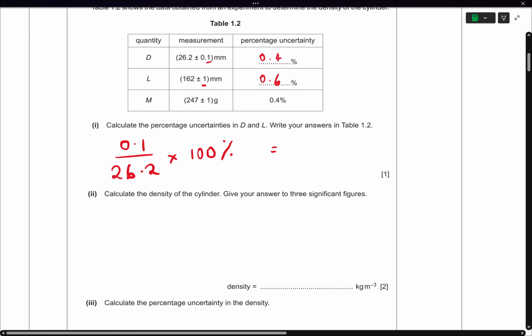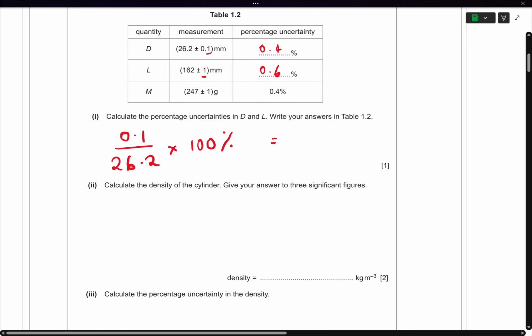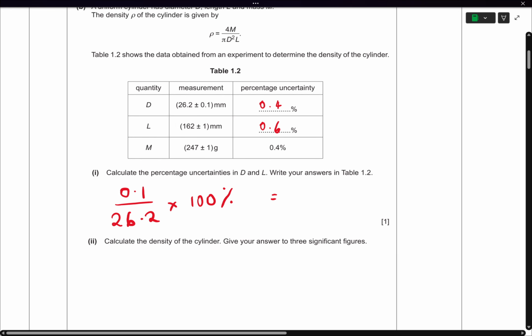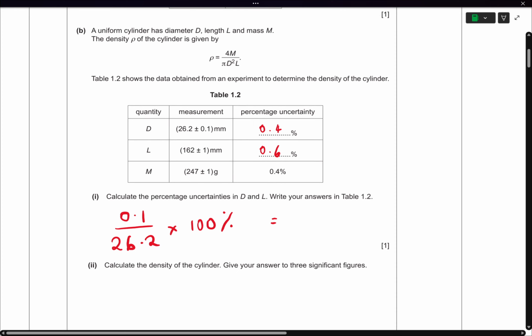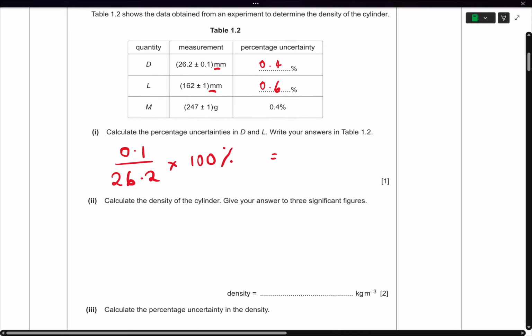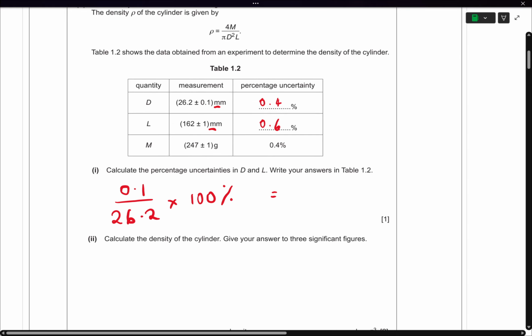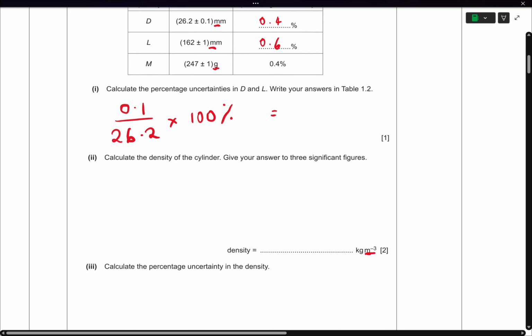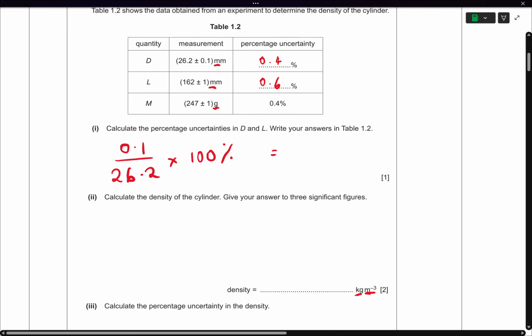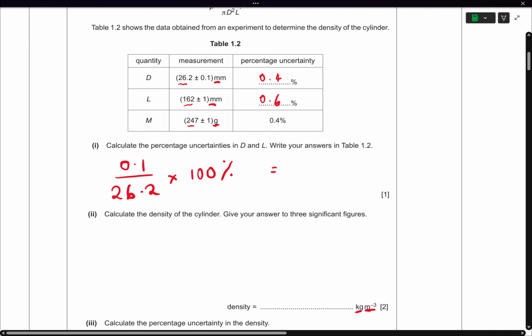Calculate the density of the cylinder, give your answer to 3 significant figures. So when we calculate the density, we need to be a bit careful with units because we're working in millimeters over here, and we want the density in kilograms per meter cubed. And we're in grams, where we want the value to be in kilograms. But we're just looking at the measurements at this point. We can ignore the uncertainty at this particular point.